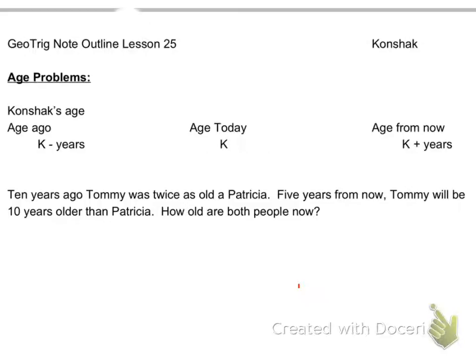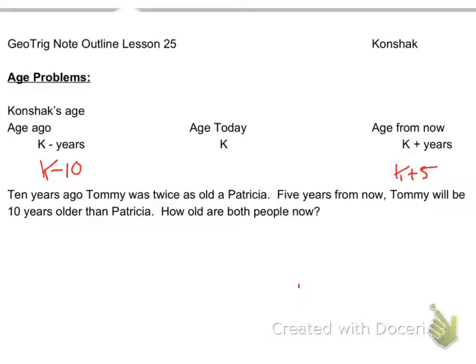That at some point, currently, some time ago, and sometime in the future, different things are going to happen. So that means, if I said 10 years ago, that'd be K minus 10. You have to use K minus 10 as the age. Or K plus 5, 5 years from now.